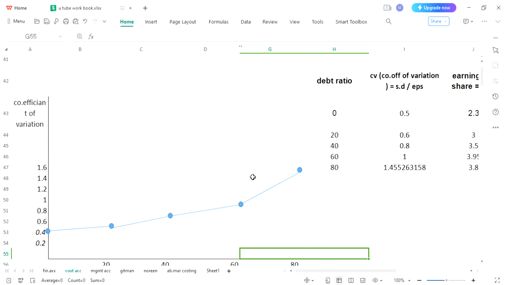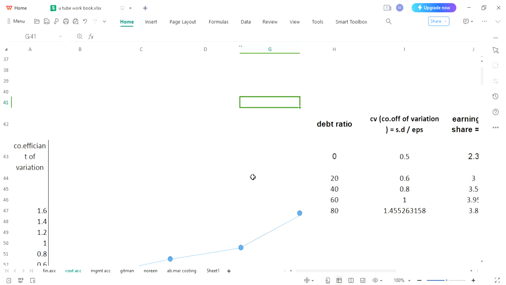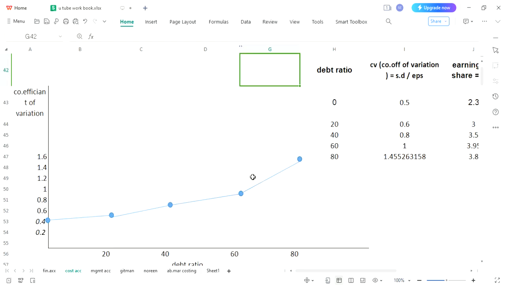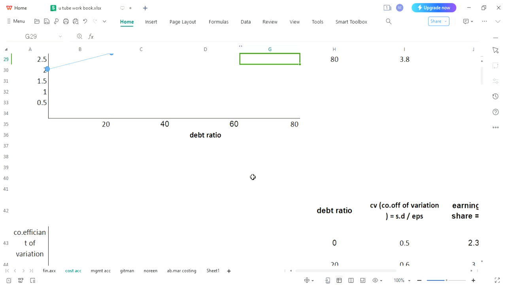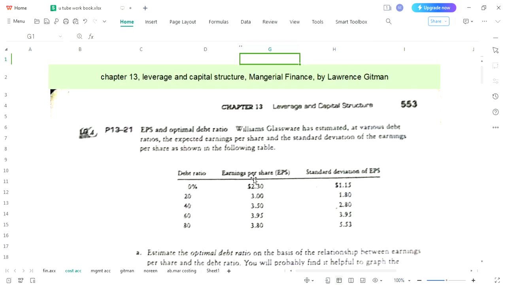So this was your question number 13.21, and both requirements were related to graphs. We have made the first graph, and then we have created our second graph. In the first graph, the optimal ratio. In the second graph, we have just seen the relationship between debt ratio and coefficient of variation. So 13.21 has been completed. The solution is in front of you.